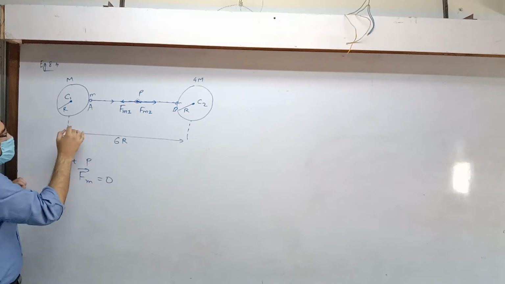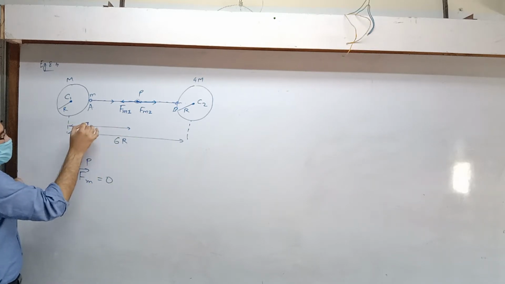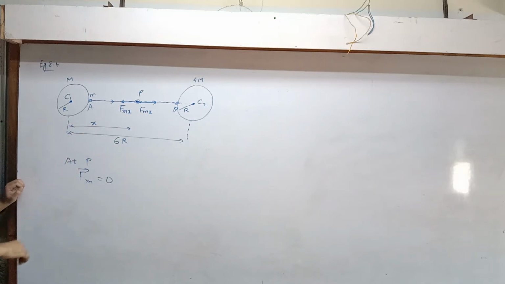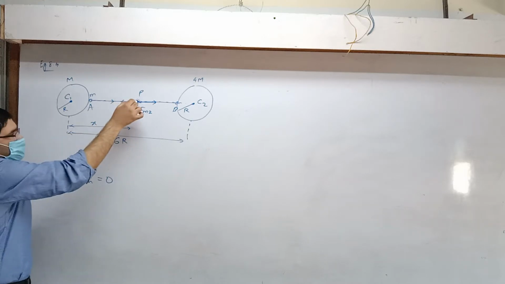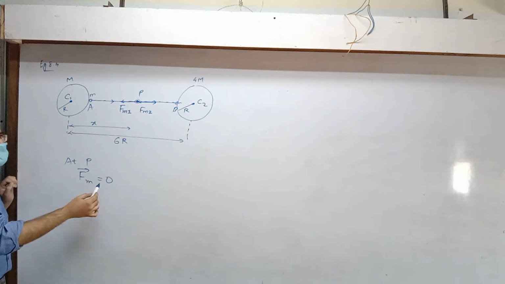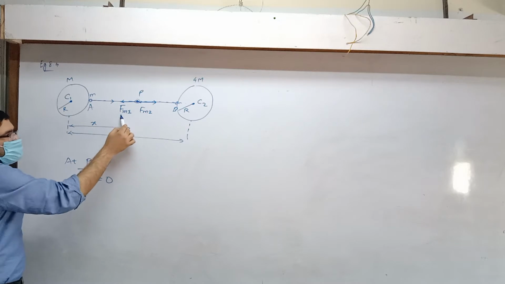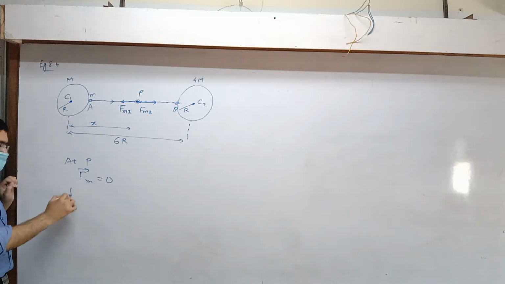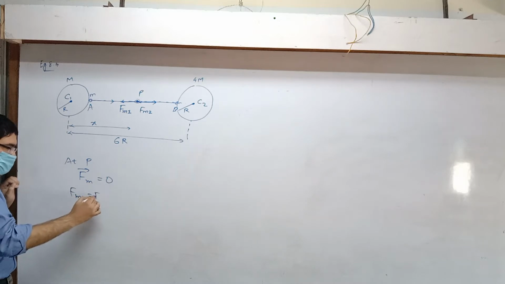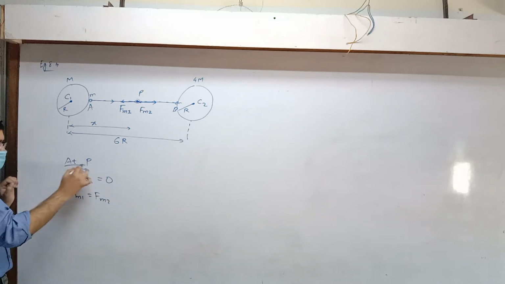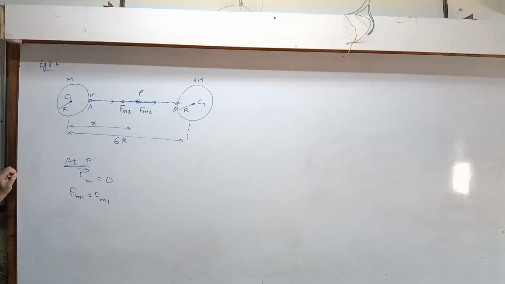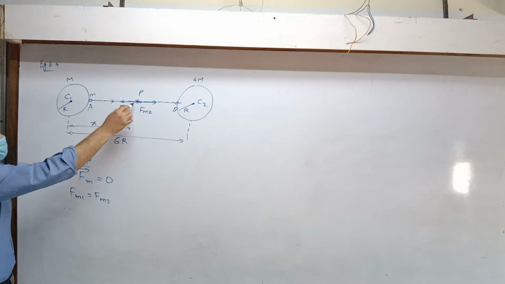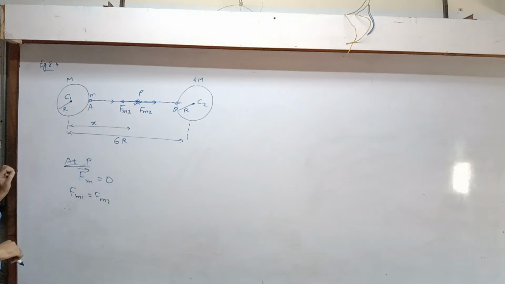Okay, so let's say this is x. So we try to find out this distance. At this point, the F_m vector is 0. So what can you say about these two forces? They are equal in magnitude, correct? So we will have F_m1 equal to F_m2. Again, we are doing all this calculation for point P. Come on, do it. F_m1, what will be F_m1? Force between this mass m and here.